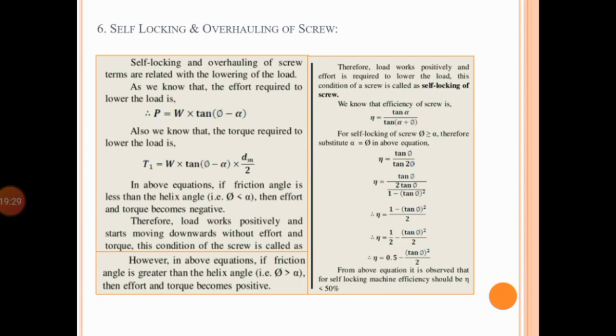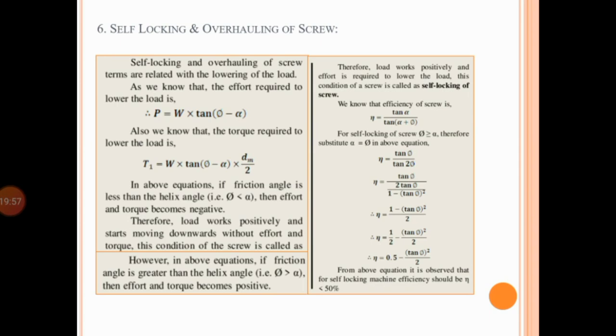That clearly means that you need not apply the force P at the end of the lever to move down the load. The load will automatically move down by rotating the power screw in the downward direction. So P negative means there is nothing to do by pushing effort at the end of the lever, the load will automatically move down. So this is the condition. If you are finding this anywhere, then definitely it is overhauling.